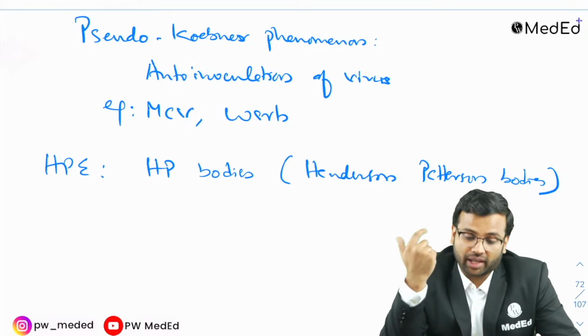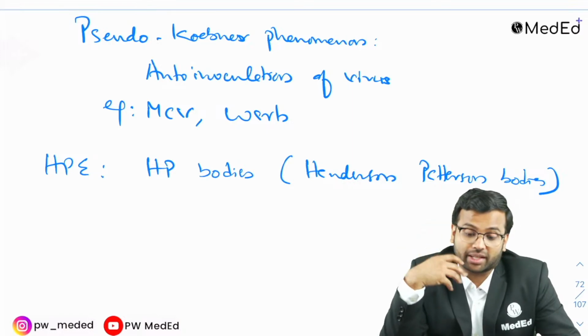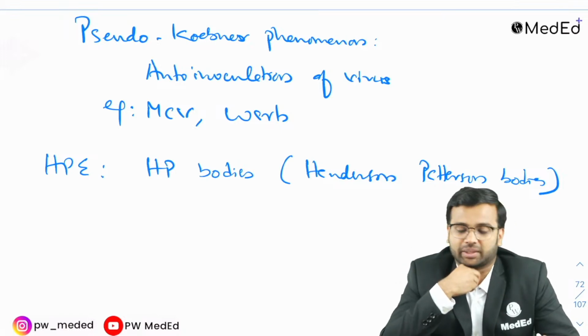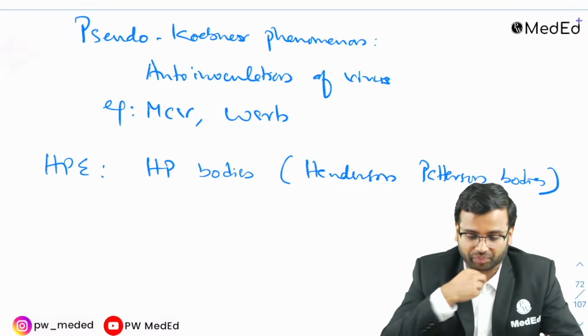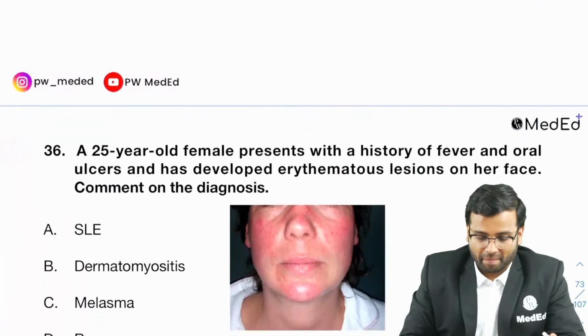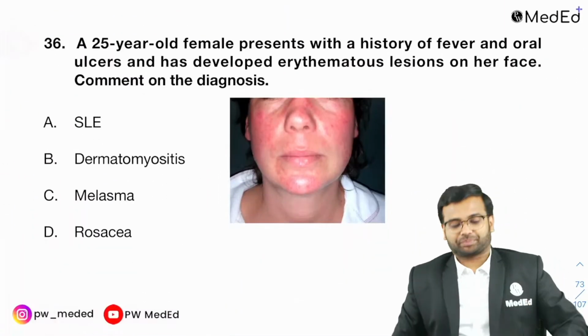Yes, Satyajit, like in disseminated histoplasmosis, there can be manifestations in the lungs as well. Excellent. So that is how it can be treated. Fine. Very good. Now let's move to the next one.